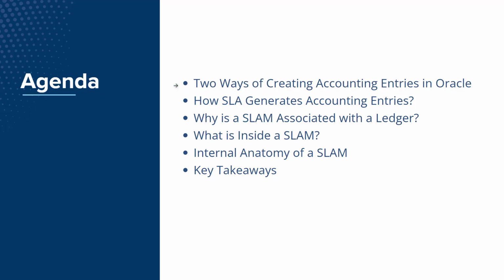Here is what we will cover today. We will begin by understanding the two different approaches Oracle uses to create accounting entries. Then we follow the complete accounting flow and understand how SLA generates accounting entries. Next, we will understand why every ledger is associated with a subledger accounting method, commonly known as SLAM. We will then look inside a SLAM and understand its internal architecture. By the end of this session, you will have a solid conceptual foundation before you start learning SLA configuration. Let's begin.